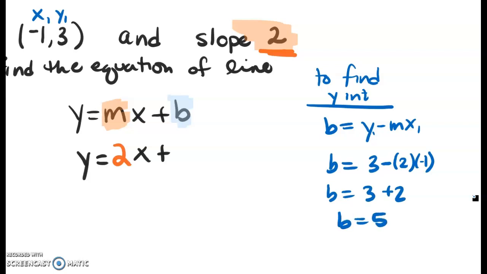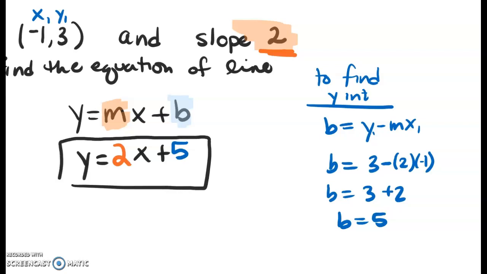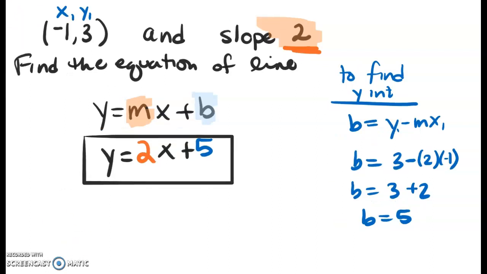The y-intercept, I'm sorry, I keep saying slope. The y-intercept is 5. So this is the equation of the line that passes through the point negative 1, 3, and has a slope of 2. So that is how you write the equation of the line given a point and the slope.